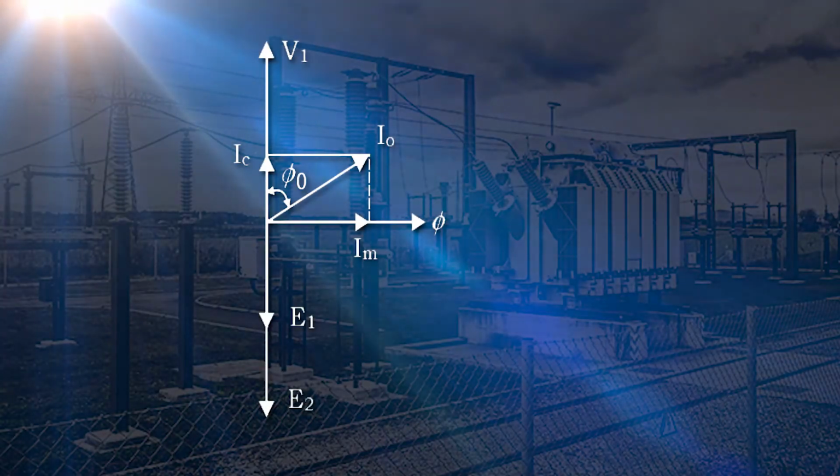So here you can see in the phasor diagram what happens at no load. On the horizontal axis, the flux phi has been shown here.